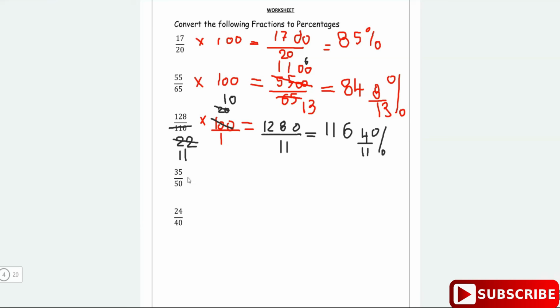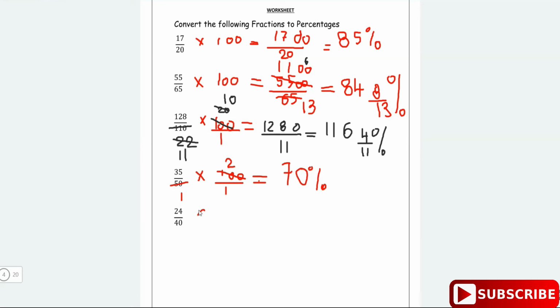All right. Now what is 35 over 50? We multiply this again by 100. And we can cancel out by saying 50 into itself goes 1 time. 50 into 100 goes 2 times. Then 35 times 2 is 70. So 35 over 50 is 70%. Easy as that.